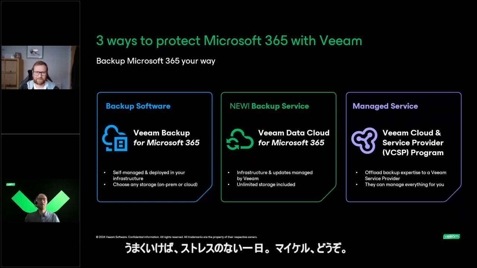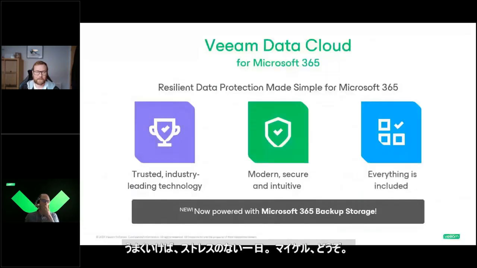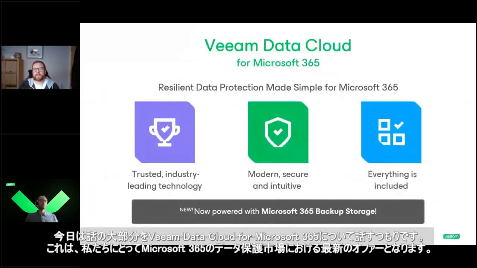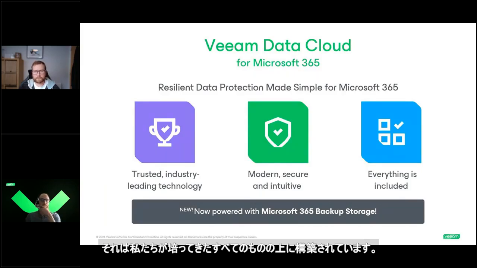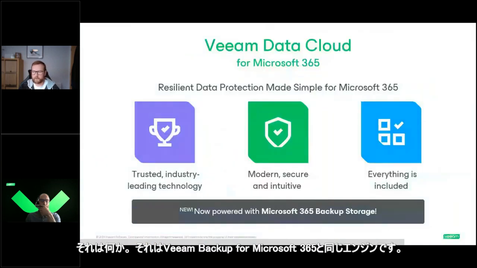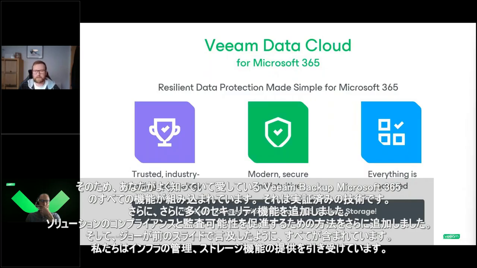Over to you, Michael. Yep. So today we're going to be talking a lot about Veeam Data Cloud for Microsoft 365. It's the newest offering within the market for us from the Microsoft 365 data protection perspective. So it's built on everything that has driven us to this point. So what is it? Well, it's the same engine underneath as Veeam Backup for Microsoft 365. So all the features that you know and love from Veeam Backup for Microsoft 365 were baked in. It's proven technology. And on top of that, we have added even more security features.